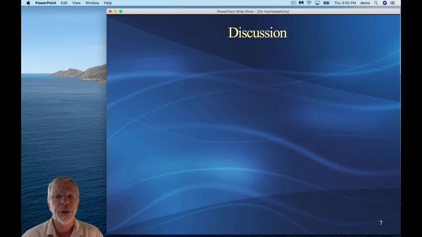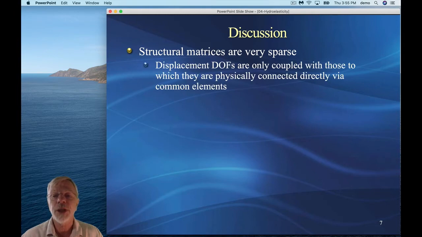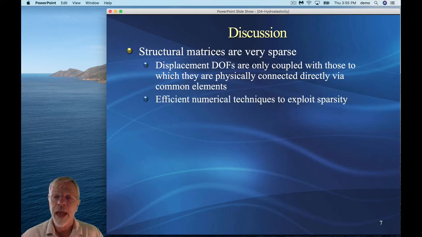Let's discuss the situation a little bit here. So the structural matrices are very sparse. The displacement degrees of freedom are only coupled with those to which they are physically connected directly via common elements. So most of the displacement degrees of freedom are not going to be coupled with the other displacement degrees of freedom. And this is what results in the very sparse structural matrices. We absolutely have to use efficient numerical techniques to exploit the sparsity to make the problem tractable.